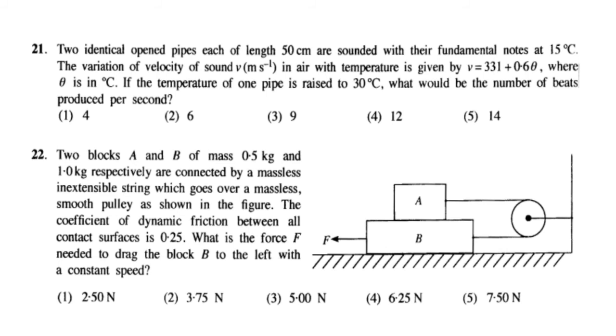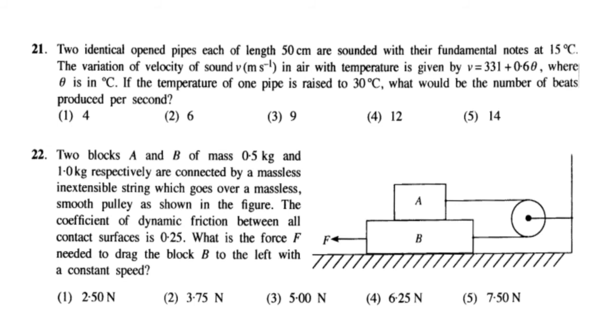Question number 22. Two blocks of masses are connected by a massless inextensible string which goes over a massless smooth pulley as shown in the figure. Coefficient of dynamic friction is given and they are asking for the force F needed to drag the block B to the left with a constant speed. Let's mark the forces on each block.